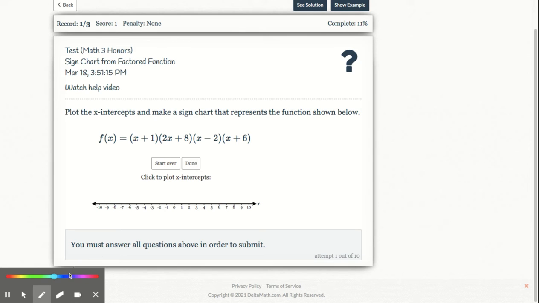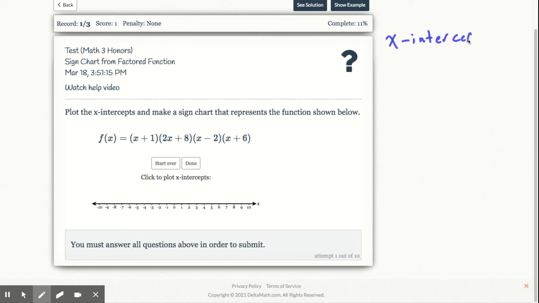Okay, so we've talked about how to use a sign chart. There are a couple of videos on Google Classroom to help you with that if you haven't seen those yet. Now let's talk about how to make a sign chart. And what we need to do to begin with is we need to actually find the x-intercepts.